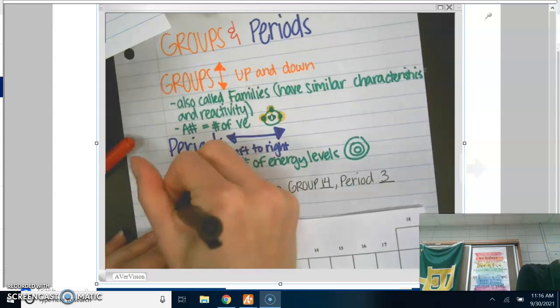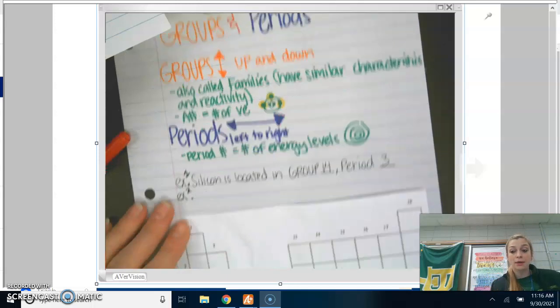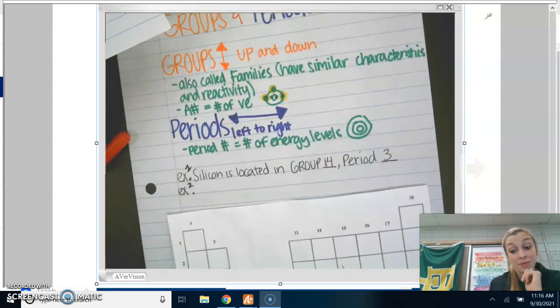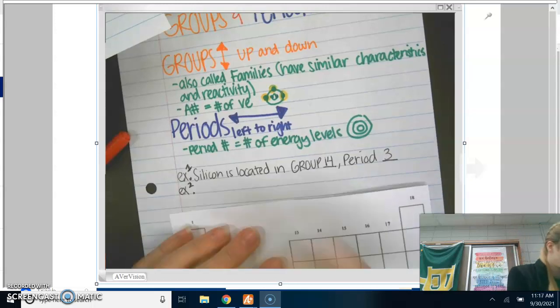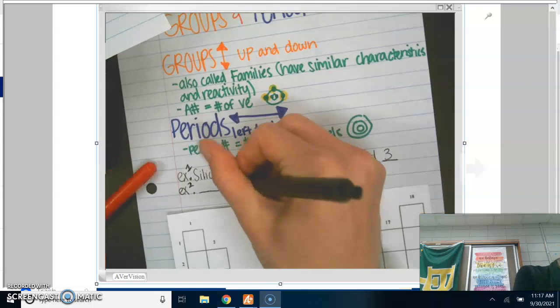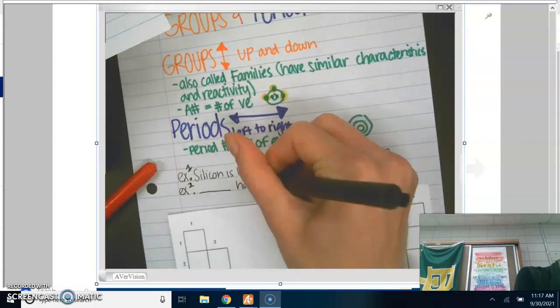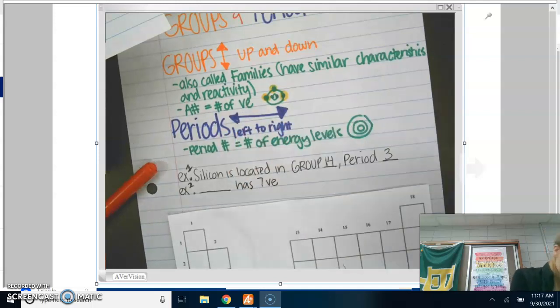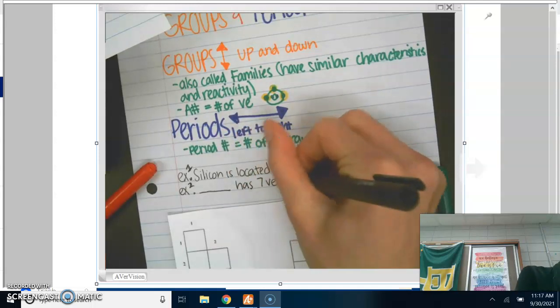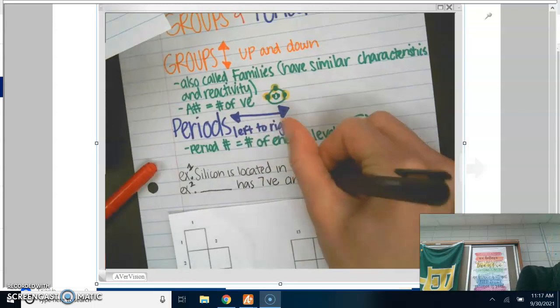Okay, so example number 2. You can be given the group number and the period number, or you could be given the number of valence electrons and energy levels. So I'm going to say blank has, let's say, 7 VE for valence electrons and 4 energy levels.